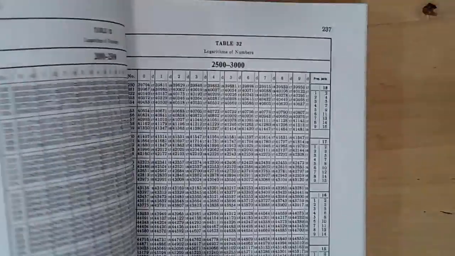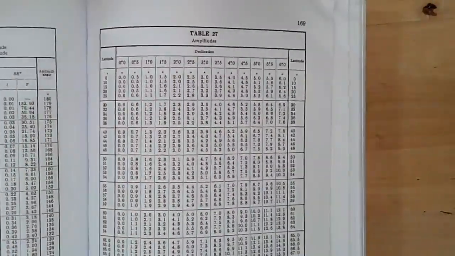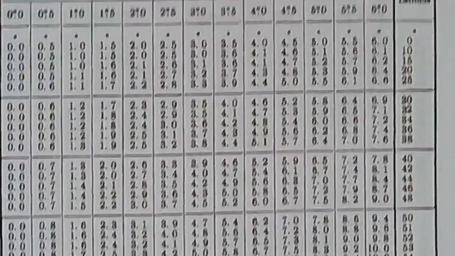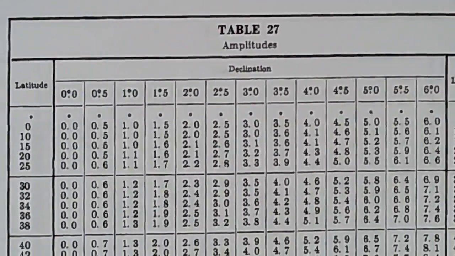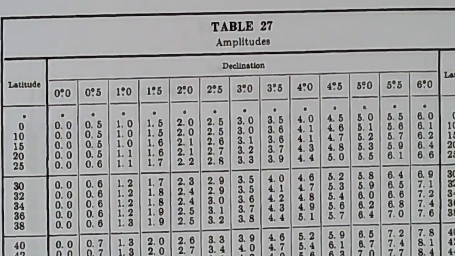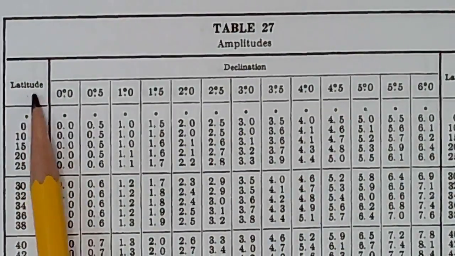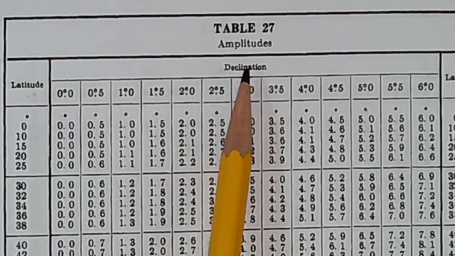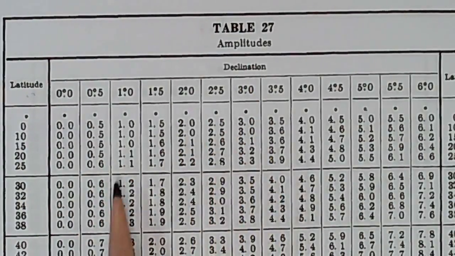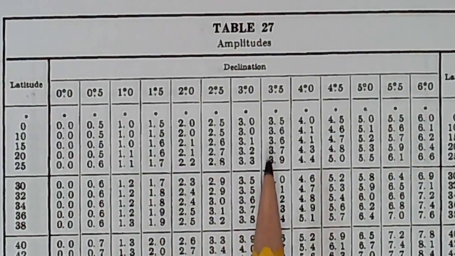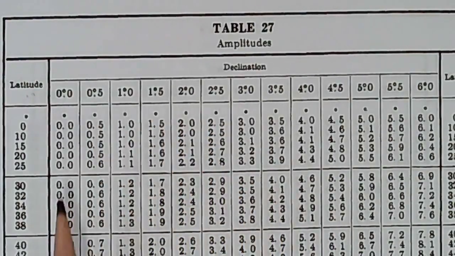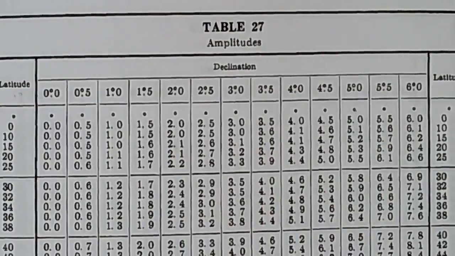All right, and so in here is a table. It's going to be table 27, I believe, in this version of it. Every version is different. And if we zoom in on the table, we can see what type of information is required. So we definitely need our latitude, and we need the declination of the sun. So those are really the only two things we need to do in order to pull out an amplitude, and that's actually what we're after, right?